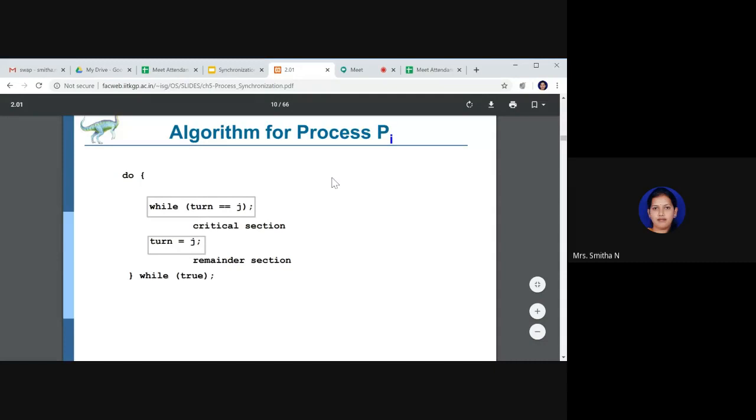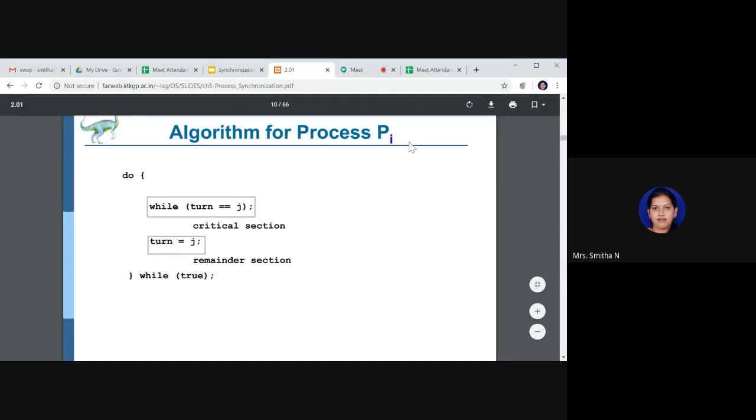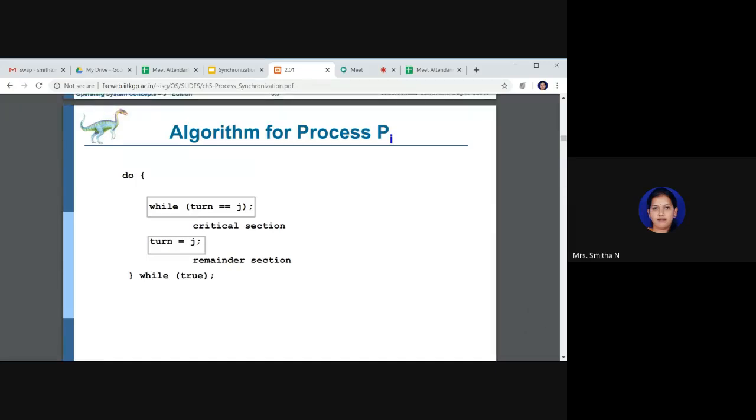Consider process Pi wants to enter critical section. In entry section, it should be in such a way that it should block other process. Consider we have two processes, Pi and Pj. Pi, when it wants to enter critical section, turn will be set to i. So i equal to j is wrong.